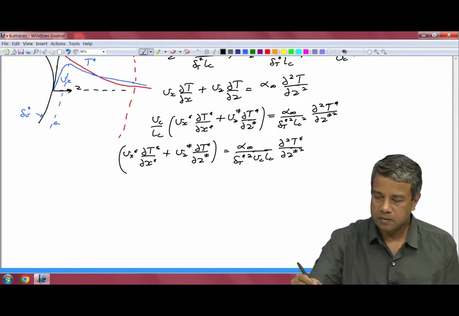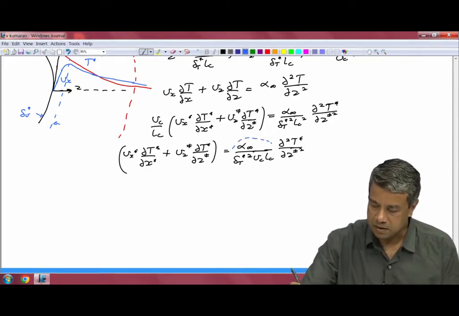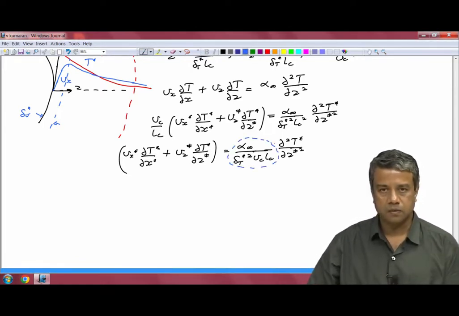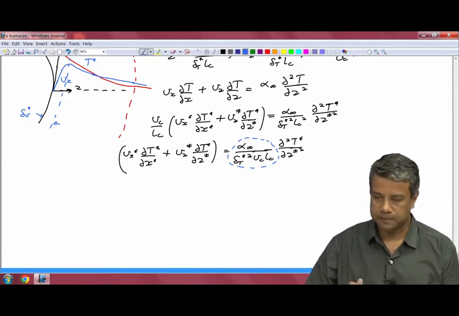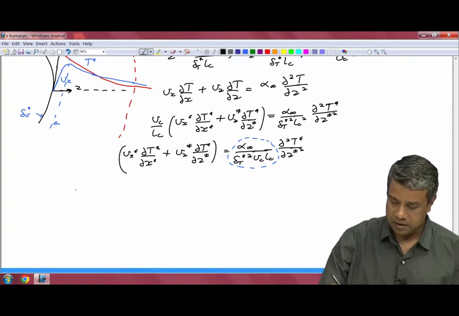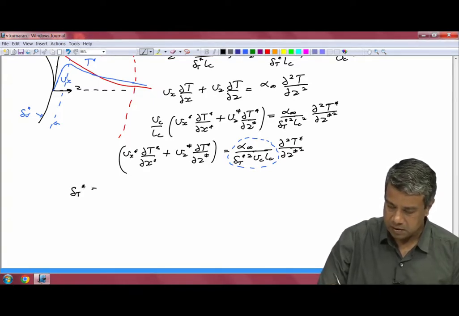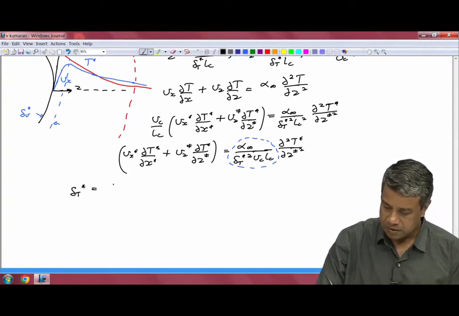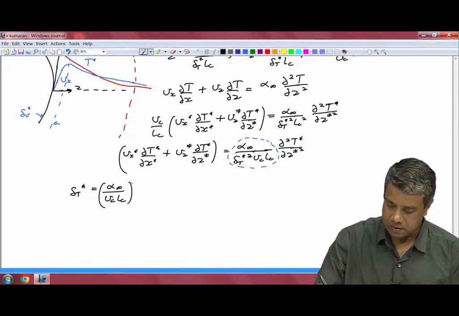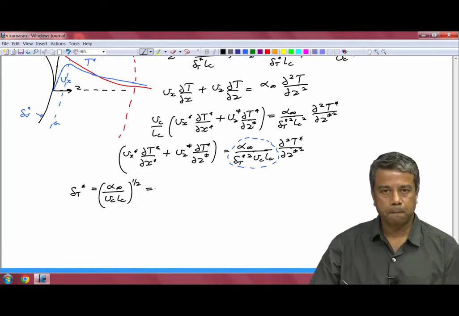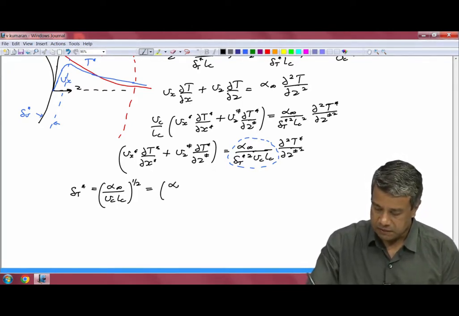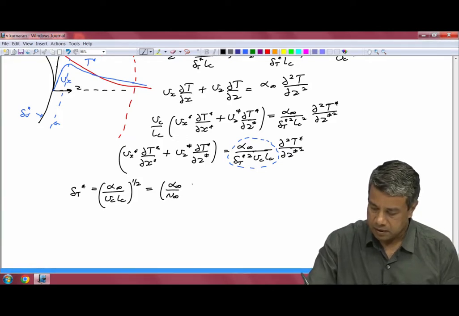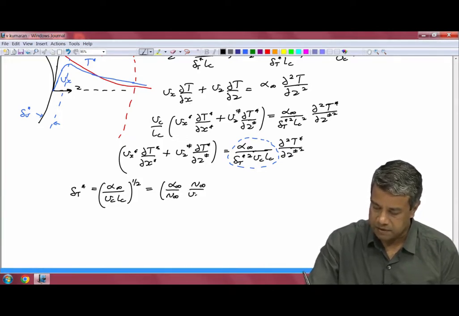And I determine the thermal boundary layer thickness from the condition that this is 1, for a balance between convection and diffusion in the limit of high Peclet number. And therefore, I get delta T is equal to alpha infinity by Vc Lc whole power half. I can also write this as alpha infinity by nu infinity into nu infinity by Vc Lc.